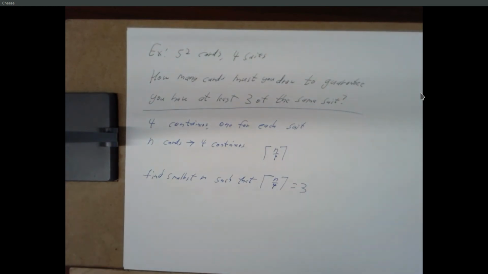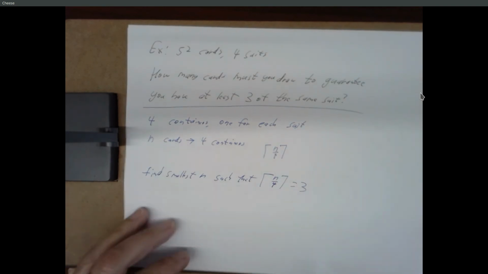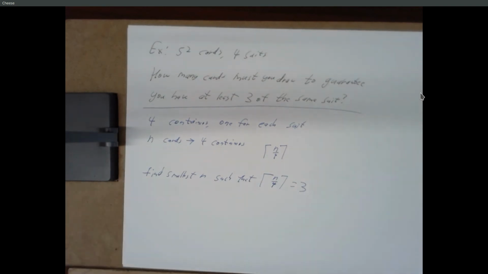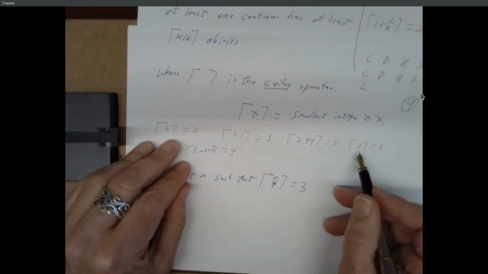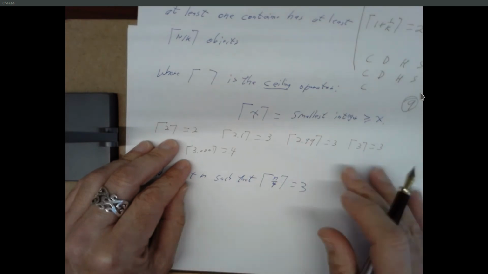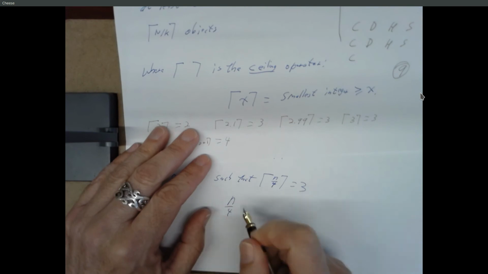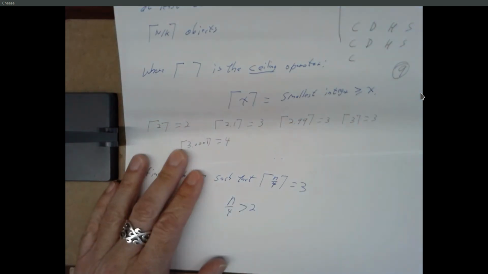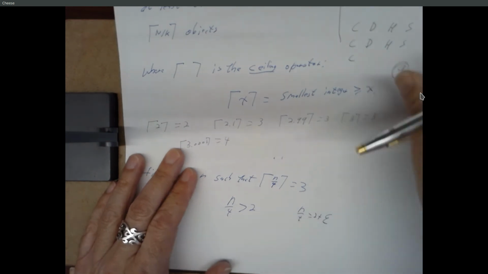So ceiling of n over 4 equals 3. Well, we know that if n equals 12, 12 over 4 is 3, the ceiling of that. But if you go back and look at how the ceiling works, as soon as you're slightly beyond the integer, your ceiling function jumps up to the next integer. So if we can make n over 4 slightly greater than 2, maybe make n over 4 equal to 2 plus some epsilon.